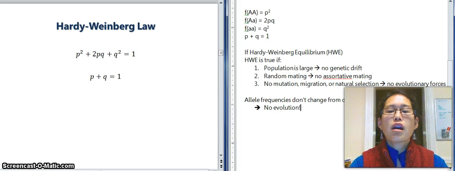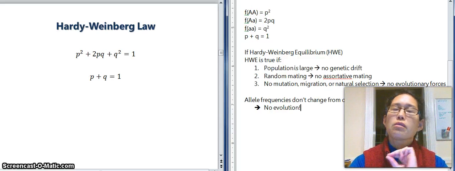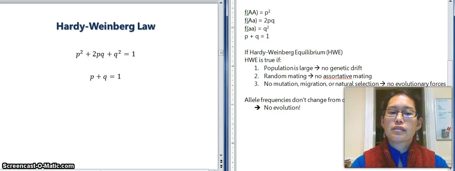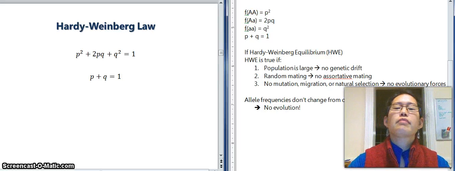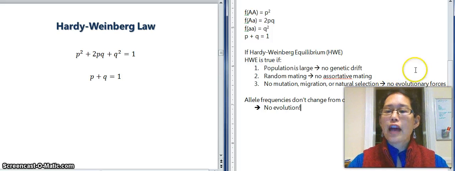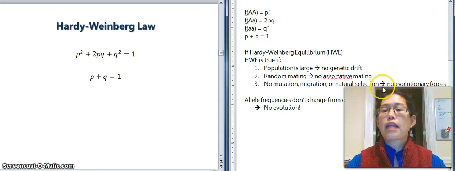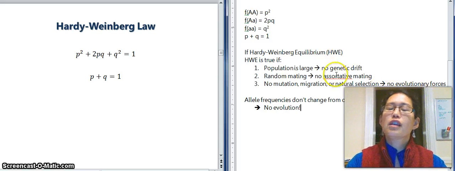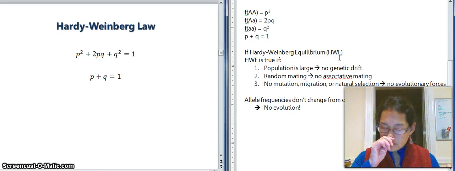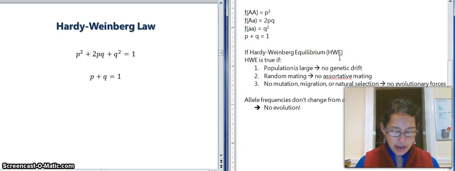So under Hardy-Weinberg equilibrium, we have no evolution. Allele frequencies are not changing, and this makes sense because we're basically saying we don't have any of these evolutionary forces. Genetic drift is also an evolutionary force, so we'll talk about that. Okay, what have I missed?